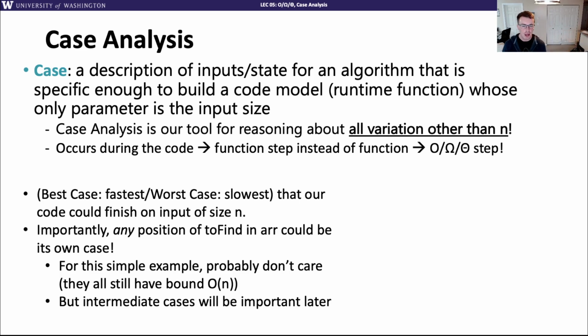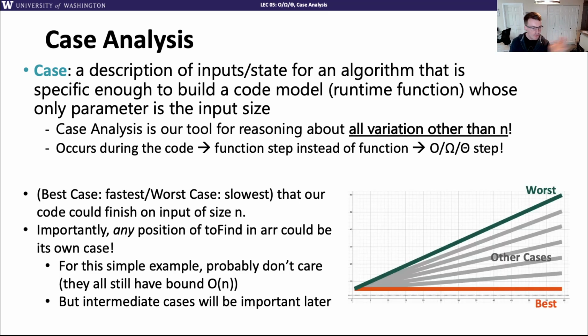Any position of the toFind value in the array could be its own case. So you can imagine one function for the best case world, which is that constant, another function for that worst case, and a bunch of other functions for every case in between. All of those functions would be upper bounded by big O of n because they're going to be better than the worst case by kind of our definition of worst being the worst. So they'll definitely be upper bound by O of n.